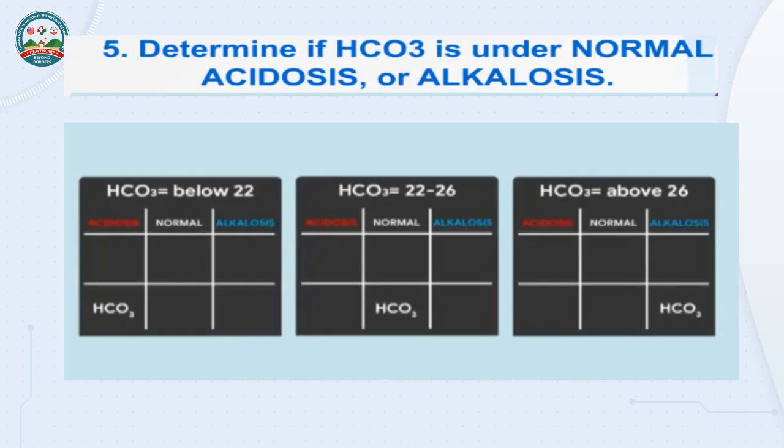If HCO3 is below 22, it means metabolic acidosis. If HCO3 is between 22 and 26, it's normal. If HCO3 is above 26, it means metabolic alkalosis. So remember, pH shows the overall balance. PaCO₂ points to the respiratory system, and HCO3 points to the metabolic system. Once we place all three values into the tic-tac-toe grid, the acid-base disorder becomes clear.